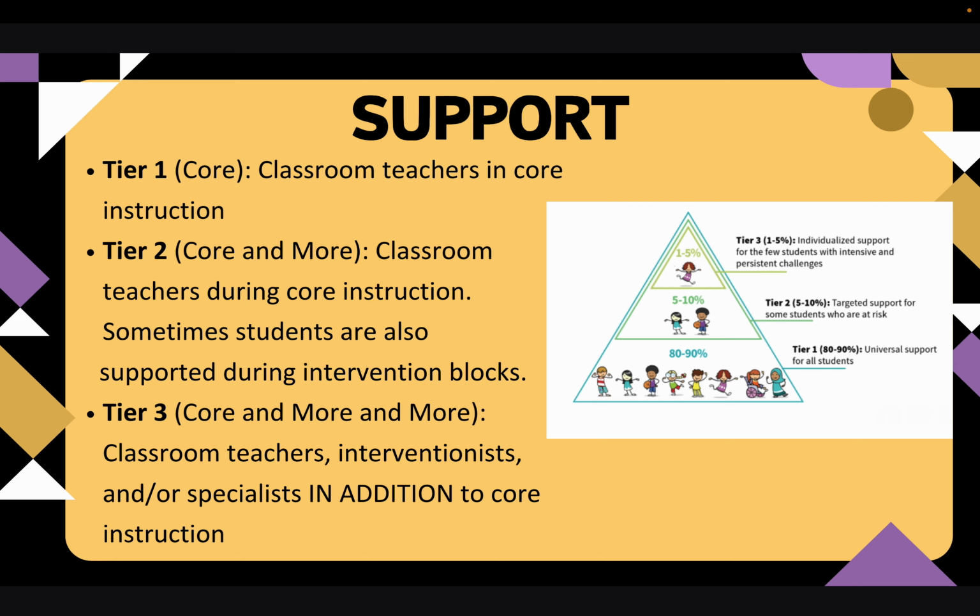Tier 2 is targeted support for some students who are at risk. We're talking only about 5 to 10% of students. Tier 3 is what we call core and more and more. In Tier 3, students receive their core instruction, a little more from their classroom teacher, and usually some time with our interventionist, Ms. Lowe. Tier 3 is individualized support for a few students, and it is intensive, for students with intensive and persistent challenges. Again, this is only for a few students, usually around 1 to 5%.